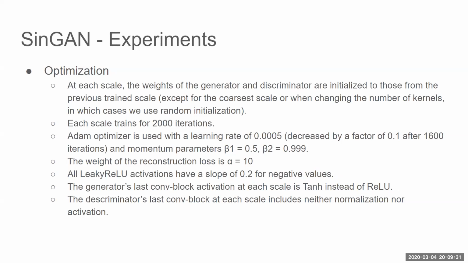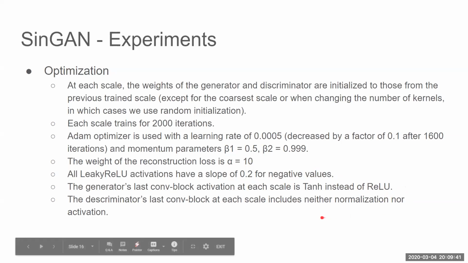They have mentioned it specifically because I think people generally try to rely on ReLU instead of tanh when they talk about the generator. And for the discriminator's last convolution block at each scale, they have not done any normalization or activation. So this is some kind of optimization that they have done.